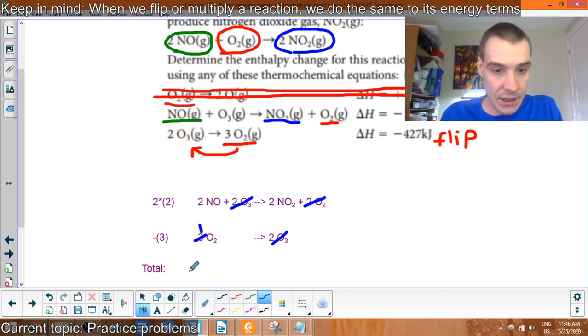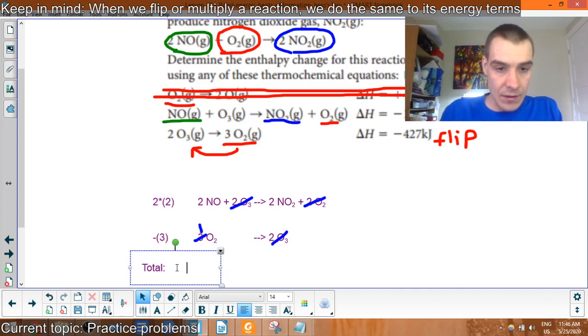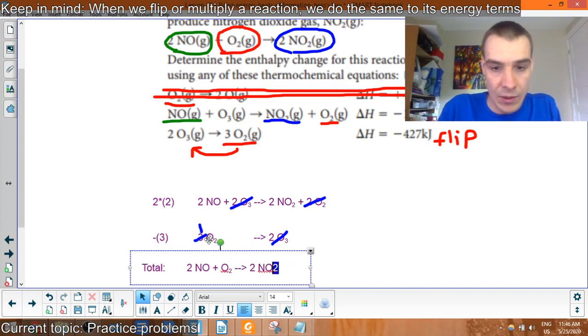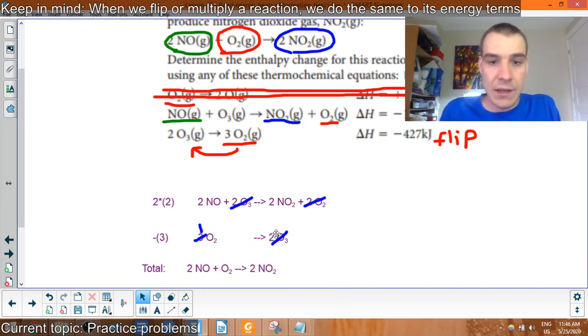So our total then, when we actually write it all out, we're going to have our 2NO plus 1O2, because we have just O2, and it's going to make 2NO2, because the ozone, the O3, has been taken out. It's on both sides. We start with 2 of it, we end with 2 of it, so there's no actual change. So there's our total, and hey, guess what? That's what we were targeting. 2NO plus O2 to 2NO2. And there it is, 2NO plus O2 to 2NO2.